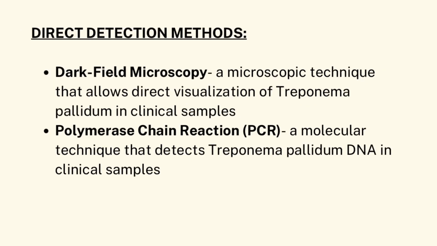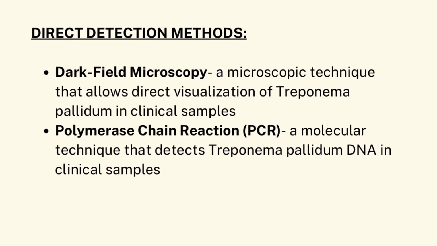Direct detection methods. Dark field microscopy is a microscopic technique that allows direct visualization of Treponema pallidum in clinical samples. So fluid from chancre, lesion exudate and cerebrospinal fluid is examined under dark field microscopy, which illuminates the bacteria against a dark background. This method is highly specific, but it is less sensitive due to low number of bacteria in clinical samples.